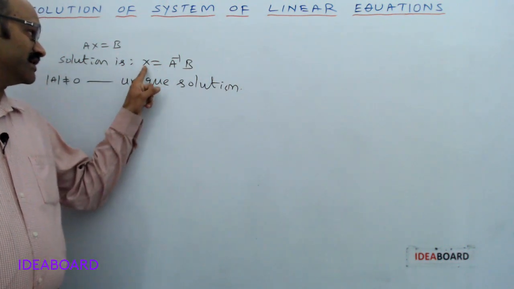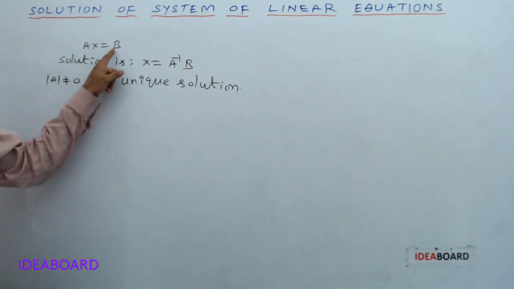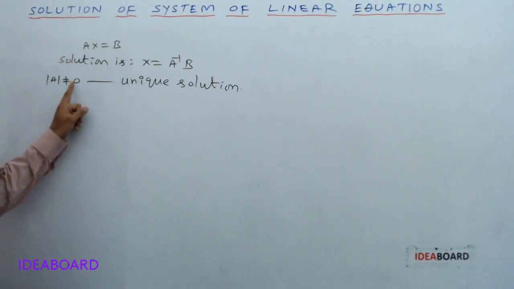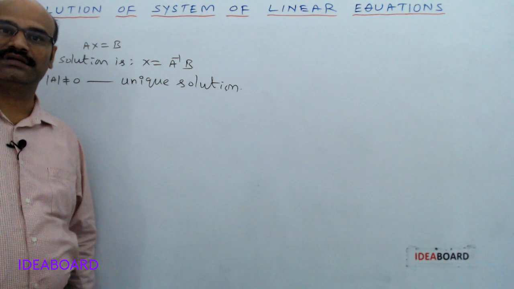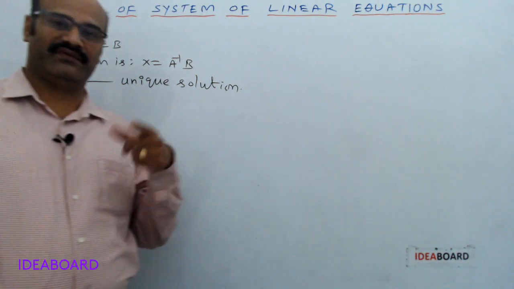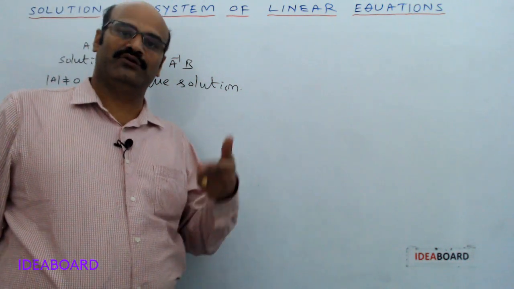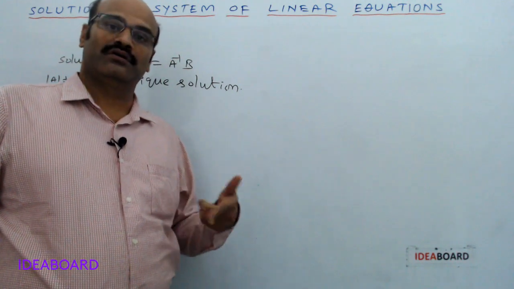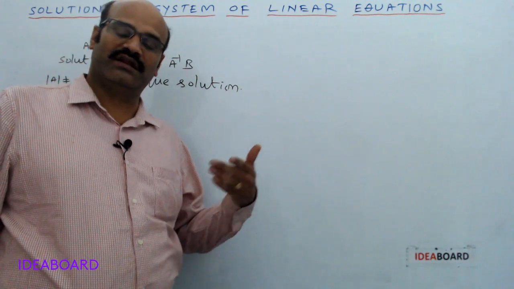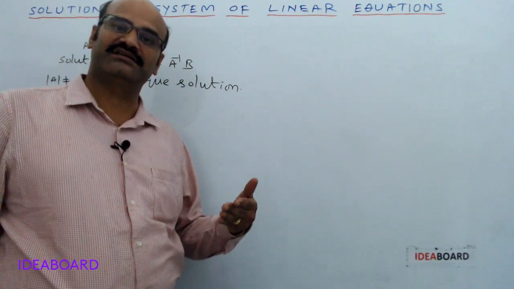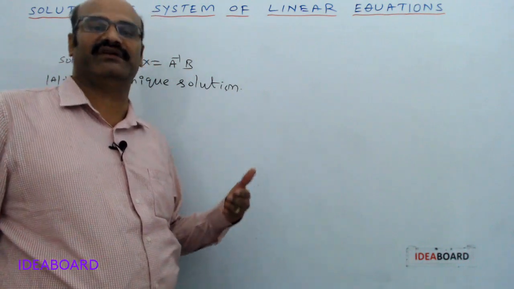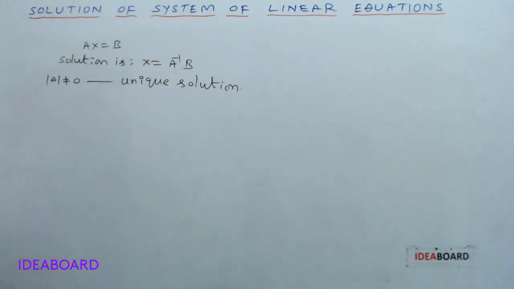So we say that the system of equations is said to be consistent. Consistent system means if the given system of equations has a unique solution or more than one solution, then we say that that system of equations is said to be a consistent system of equations. Now, what happens if det A equal to 0?